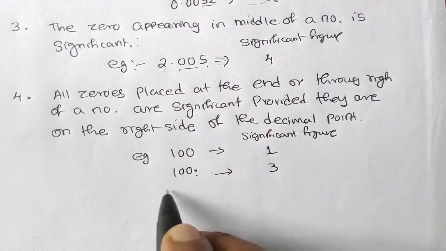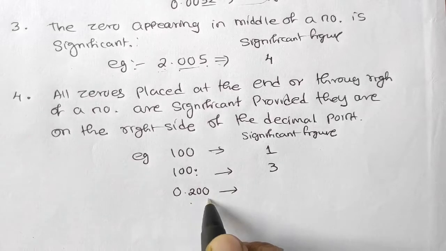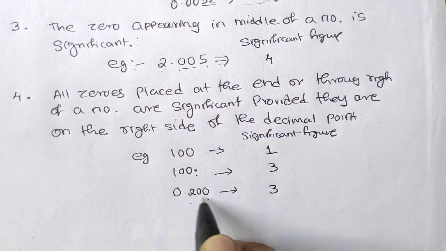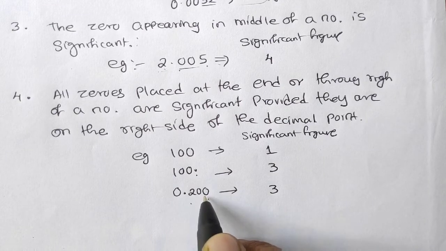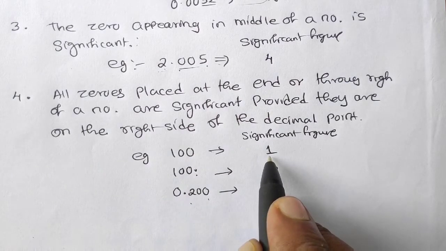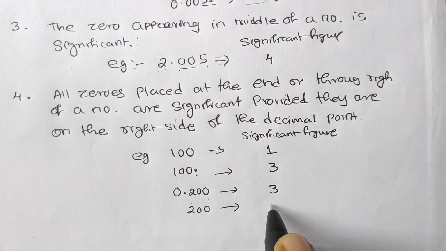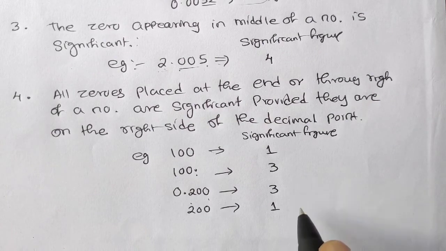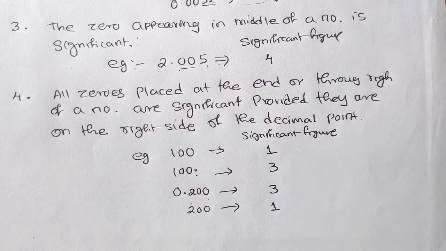Now suppose a number is 0.200. How many significant figures are there? Total 3, because after the decimal you have to count the zeros. But if there is no decimal, as in 100 or 200, there is only 1 significant figure. This is the rule I am talking about. You can go through it in your textbook also, and you will understand it well.